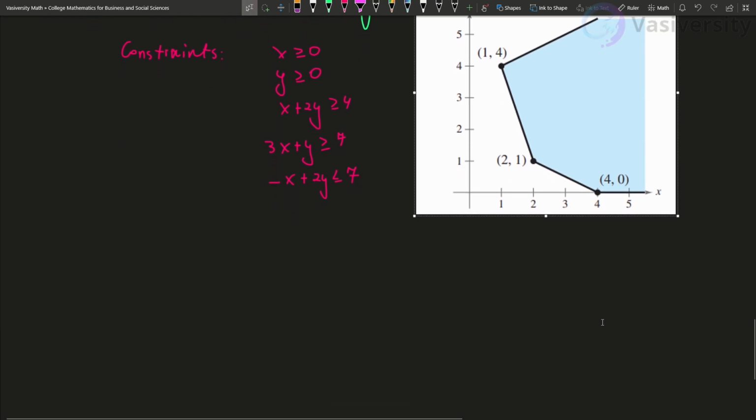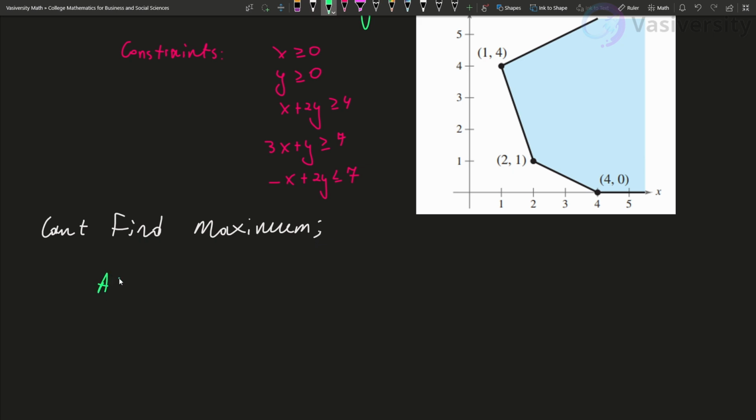Instead. So we're going to say we can't find a maximum, right? Because the region is unbounded here, and it's growing to positive, bigger values every time. So let's go ahead and find the minimum.